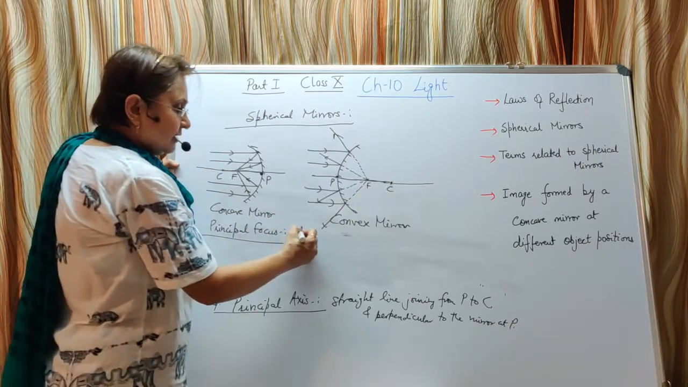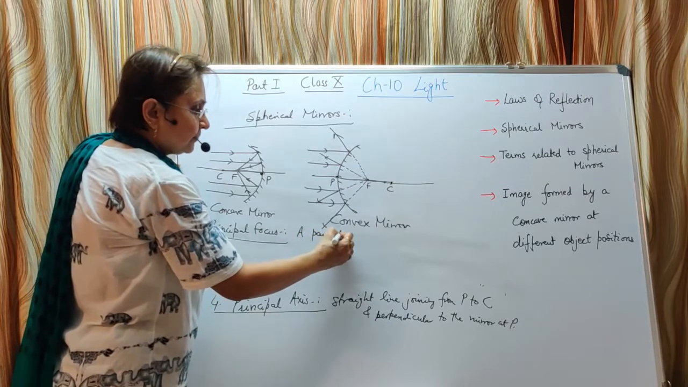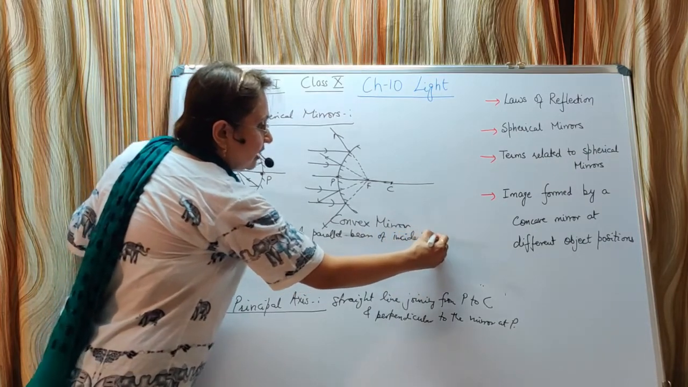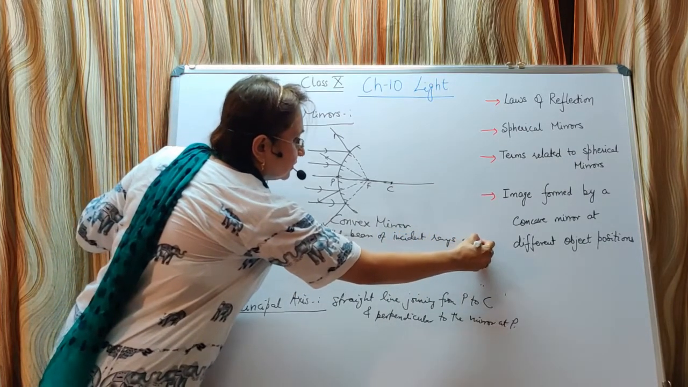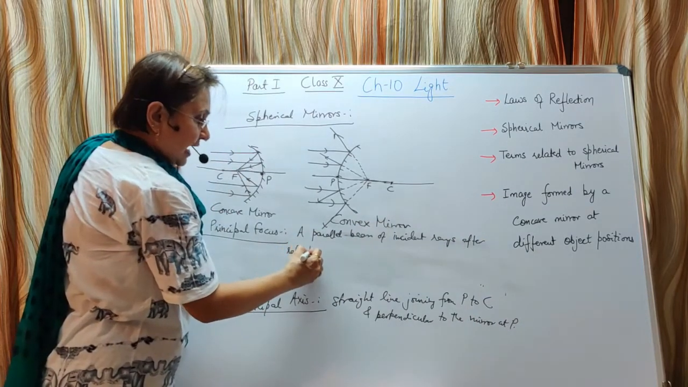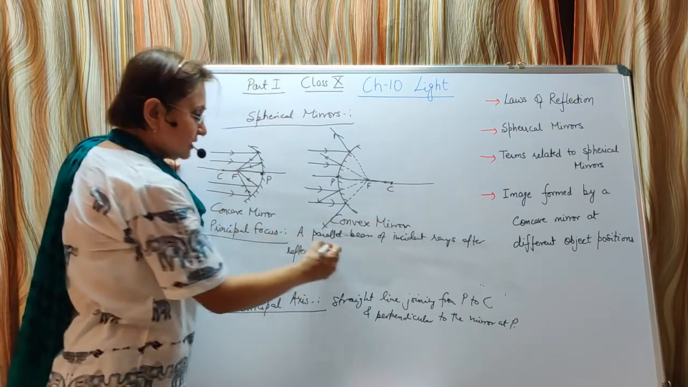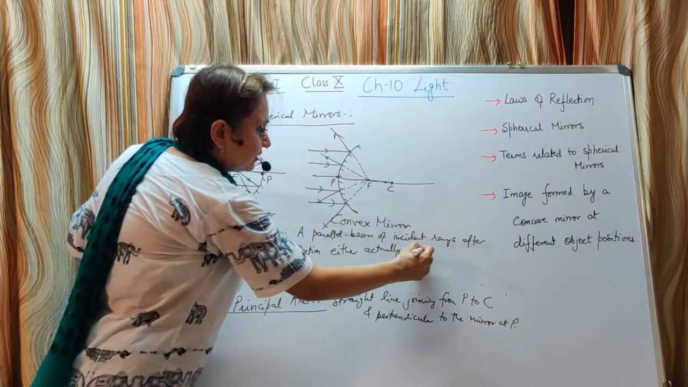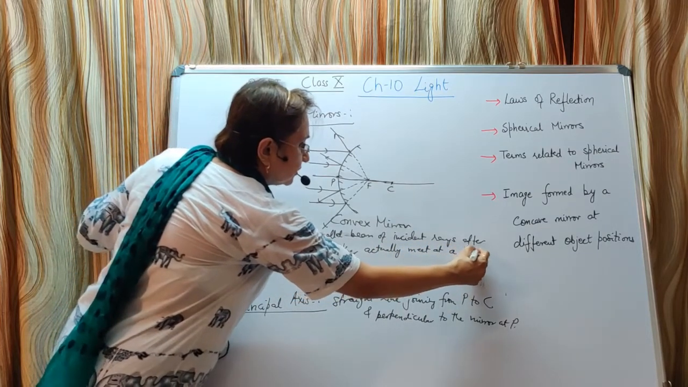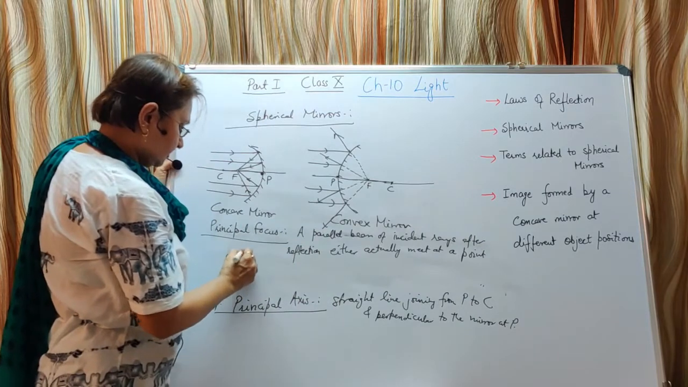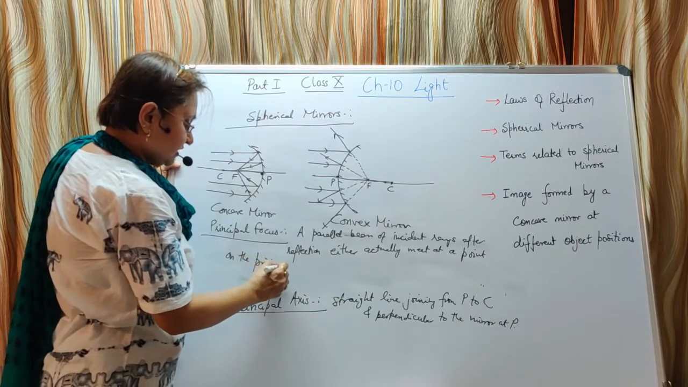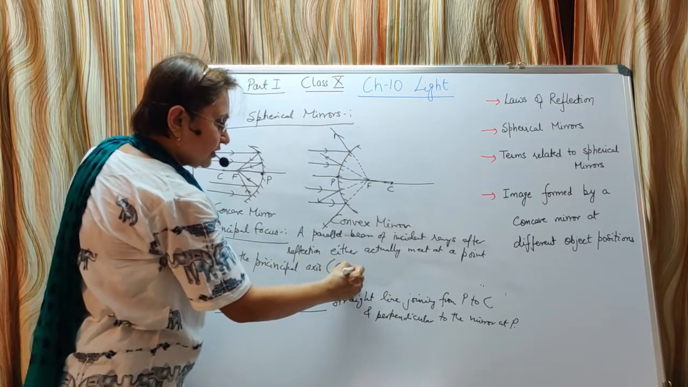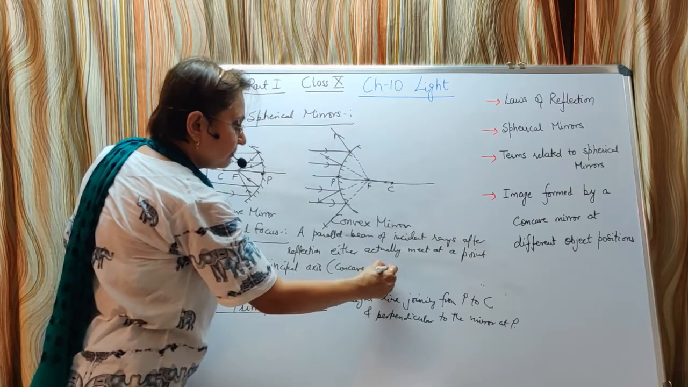So we can write that a parallel beam of incident rays after reflection either actually meet at a point on the principal axis. Which case is this? This is in case of a concave mirror. So in the bracket you can write, this is for a concave mirror.